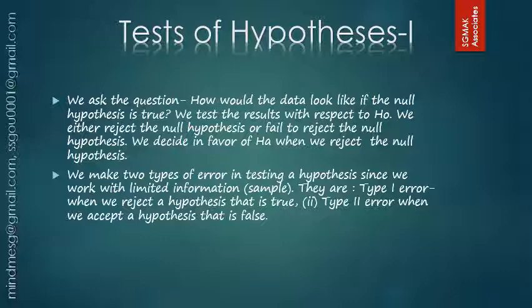We make two types of error in testing hypothesis since you're working with the limited information, a small sample. Two types of error are type 1 error. We make type 1 error when you reject a hypothesis that is true. Rejecting a hypothesis that is true is the type 1 error. We make type 2 error when we accept a hypothesis that is false.